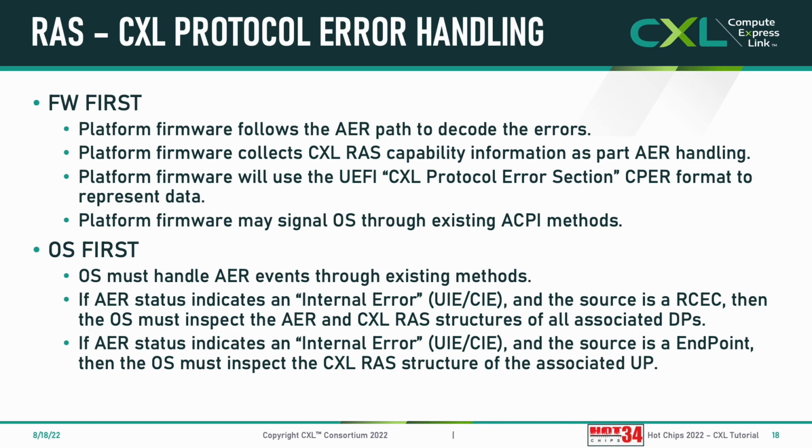On the OS first side of things, the OS must handle AER events through existing methods. The PCIe methods can now be extended to support CXL. If the AER status indicates that it's an internal error, either a correctable or an uncorrectable internal error, and the source is determined to be a root complex event collector, then the OS must inspect all of the AER and CXL RAS structures of associated downstream ports. If the status indicates that it's an internal error and it's associated with an endpoint, then the OS must inspect the CXL RAS structure of the associated upstream port.